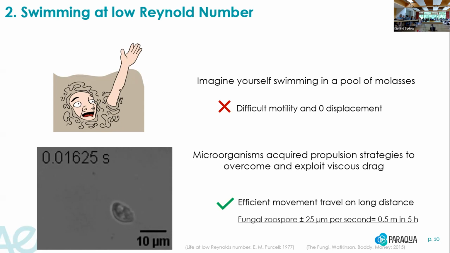On the other side, microorganisms, through evolution, were able to develop mechanisms that enable them to overcome these viscous forces and to efficiently move in such an environment, as we can see here in the case of our sport, which can reach high speed and move for long distances. Okay, is it a little bit clear?